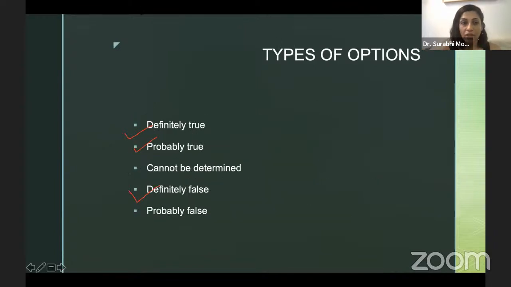Cannot be determined, definitely true and definitely false, probably true, probably false. So between these, you get any four options. Sometimes you get a definitely false, sometimes you get a probably false, or maybe sometimes cannot be determined is omitted. So this is the choice that you have to make. So first we have to understand what is the difference between definitely and probably true, or definitely and probably false. So let's go to that.